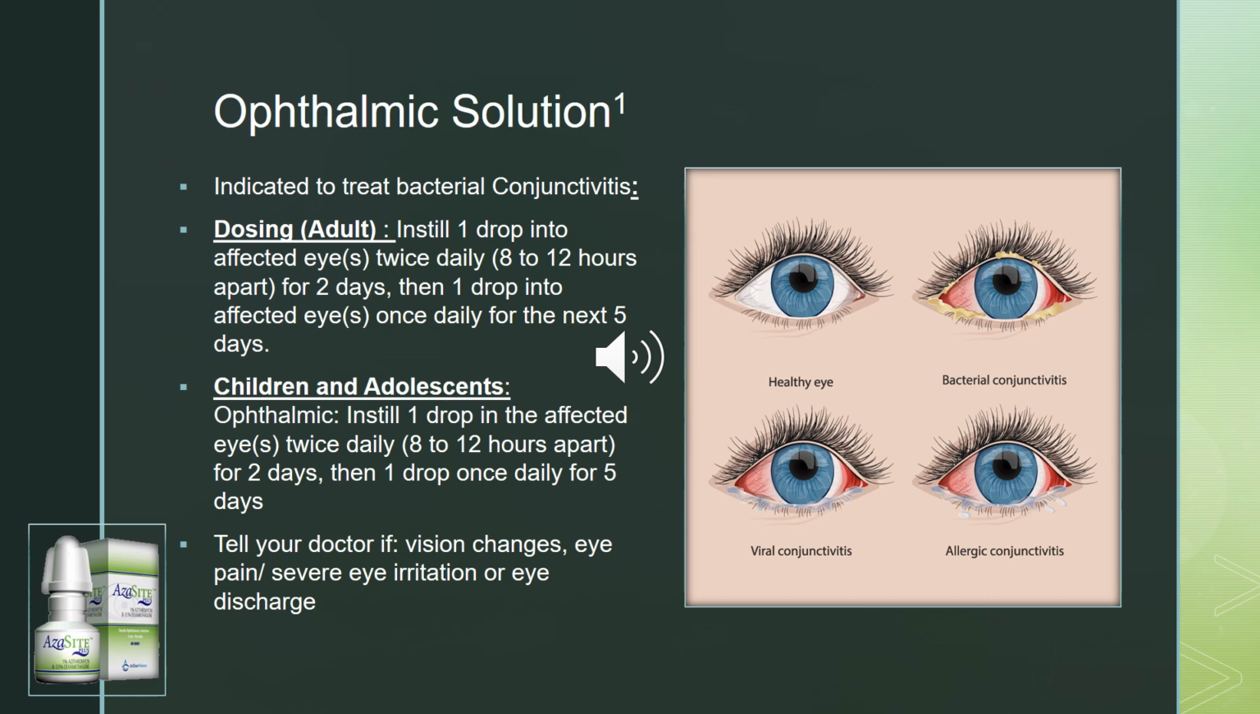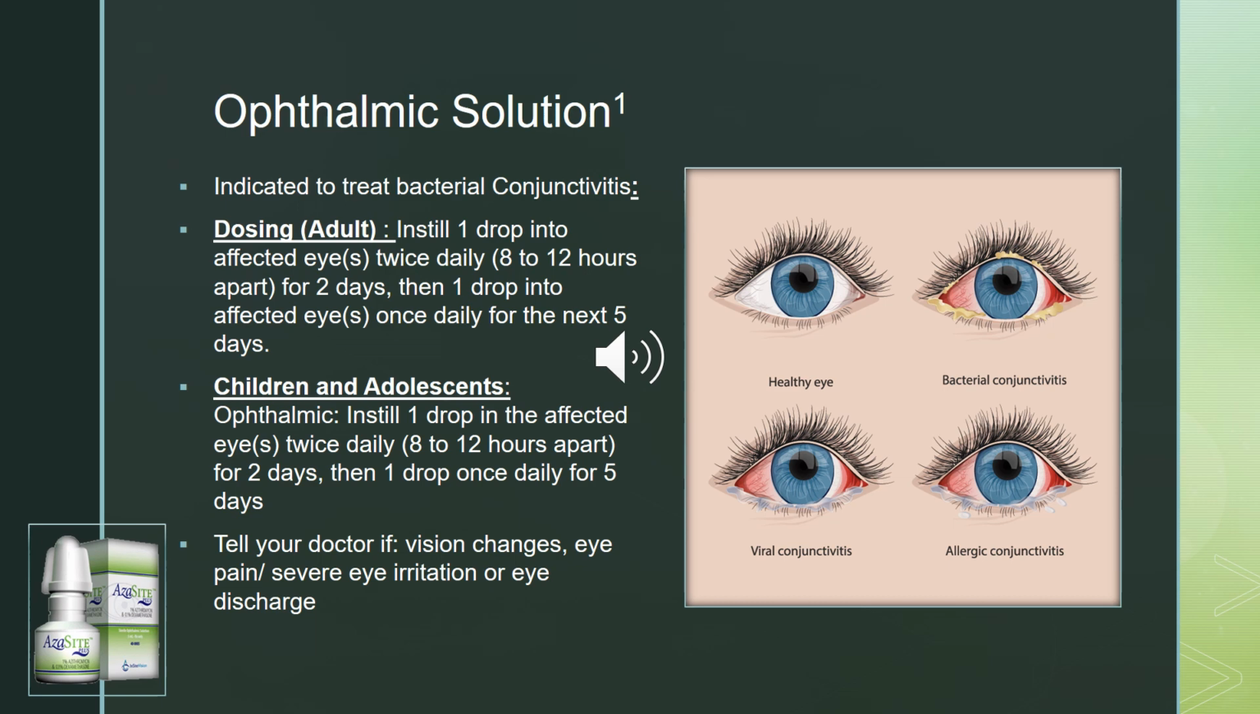So here we have a healthy eye in the top left. In the top right, we have bacterial conjunctivitis. And this is a red eye, but it also has the rheum, or eye boogers, collecting around the eye. And then in the bottom left, we have viral conjunctivitis, and in the bottom right, we have allergic conjunctivitis. Both of these are red eyes, but allergic conjunctivitis has more tear production.